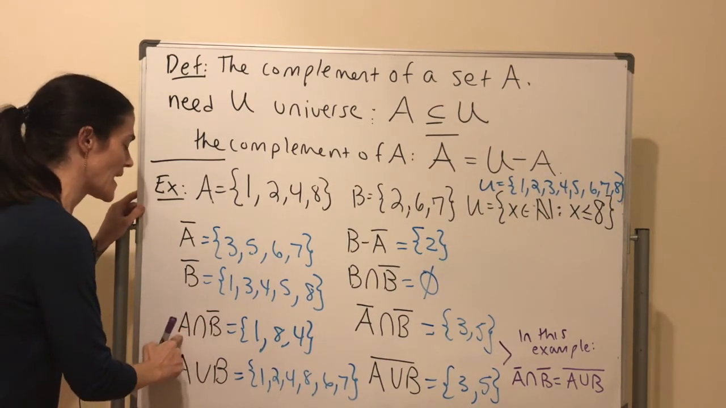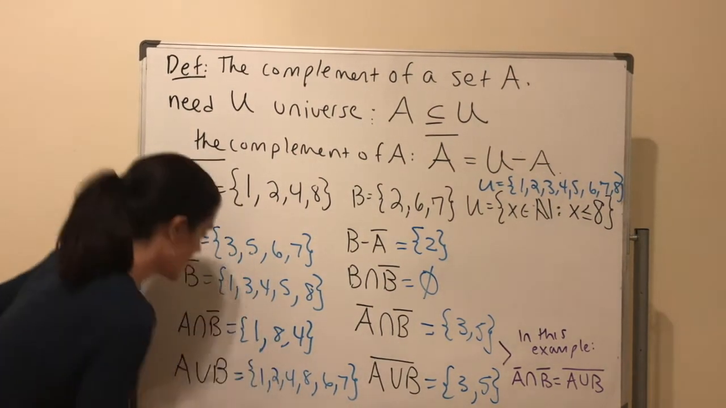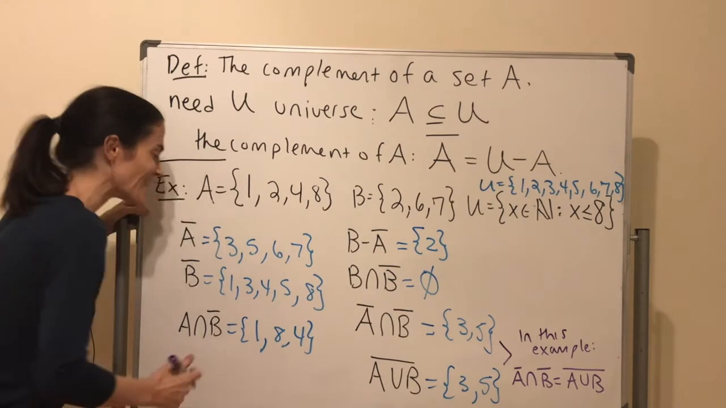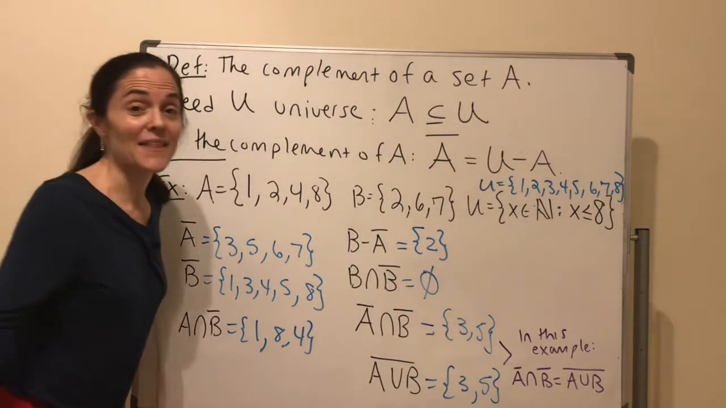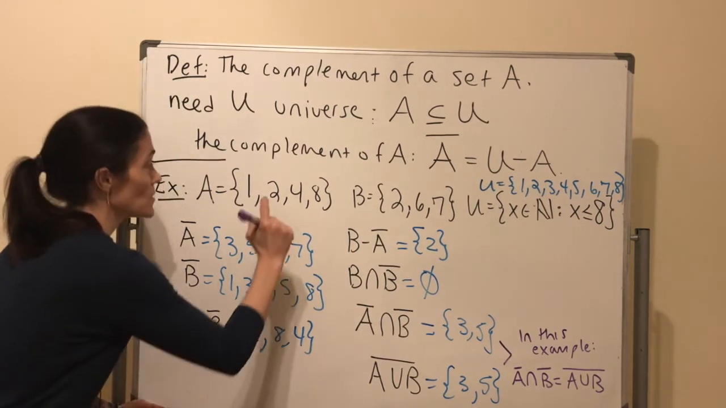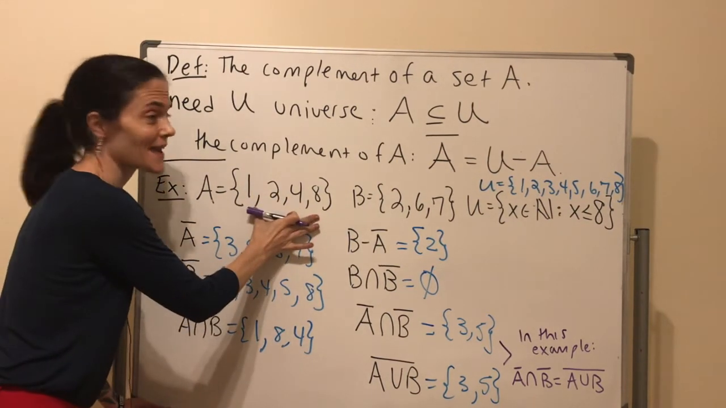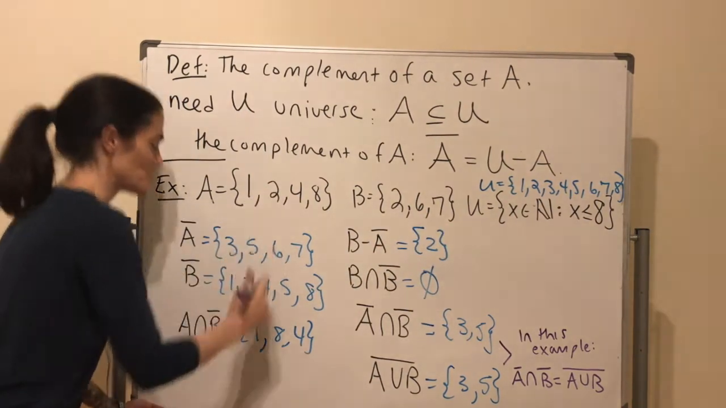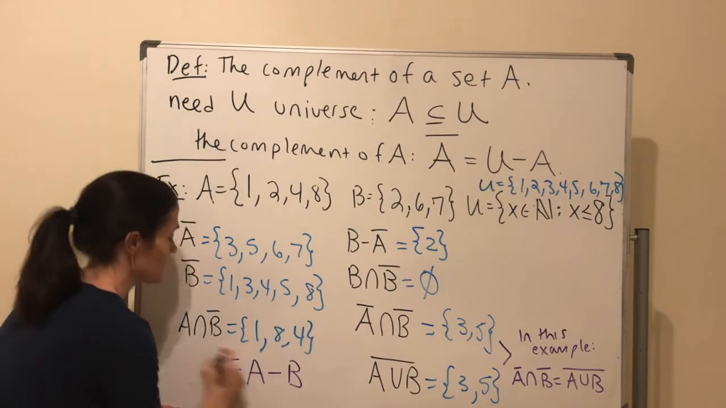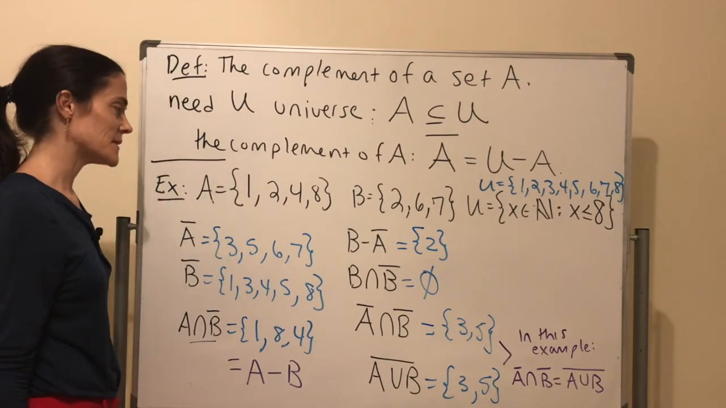For example, let's look at this one here. A intersect B complement. Perhaps I will erase this A union B because I don't have anything more to say about that one right now. But let's look here. Is there another way we can write this same set? Well, the answer is yes. This 1, 8, and 4. If you notice, this is start with A, now remove B. I would remove 2. So I can also write this as A minus B. And again, for this example, that is all I'm saying at the moment.